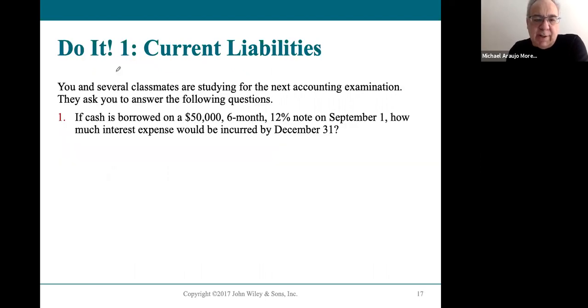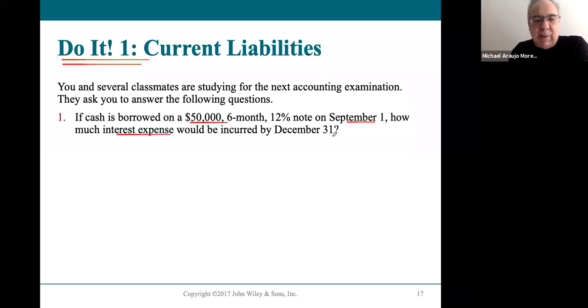So that's important to know. That's really important to know, and that's a bit of what this chapter starts out with. Okay. So here they have a few questions here. Here they borrowed $50,000 on a 6-month 12% note on September the 1st.